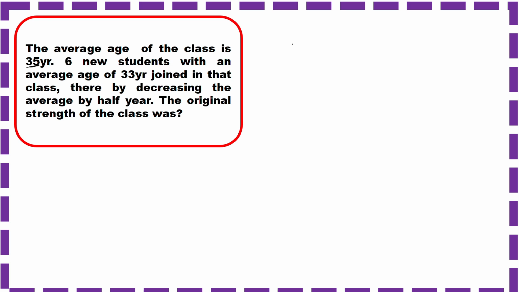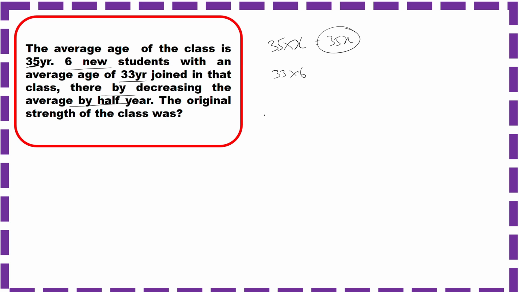So if we consider the total strength of the class to be x, then the total age of that class is 35 into x, which is 35x. This is the total age of that class. Now 6 new students with average age 33 years joined them. So the total age of these 6 students is 33 into 6. Clear? So they joined, thereby decreasing the average by half a year.